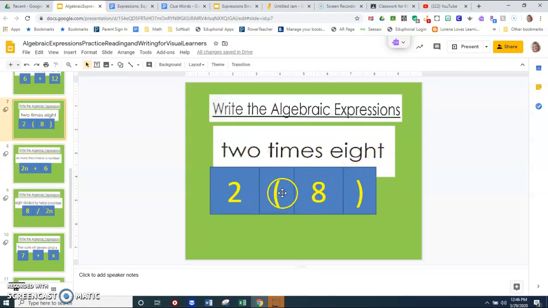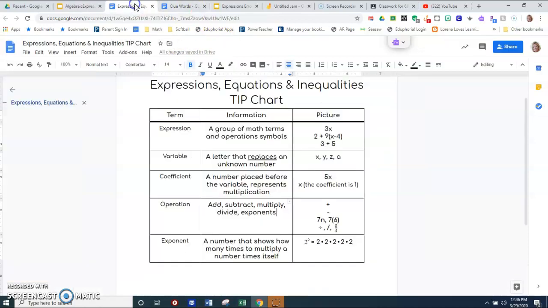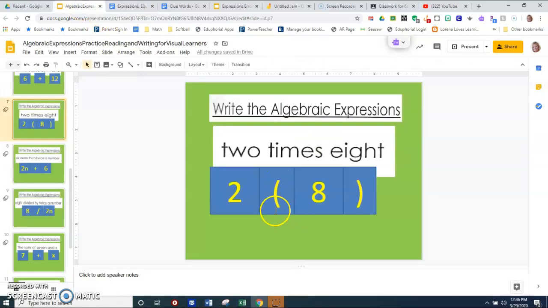Well, if I have two numbers that are being multiplied together, remember I no longer use an x to show multiplication because that x could be confused with a variable. That x looks like a variable, which also looks like a multiplication symbol, so we just don't use that anymore. Now I use parentheses to show multiplication right here. So that's 2 times 8.